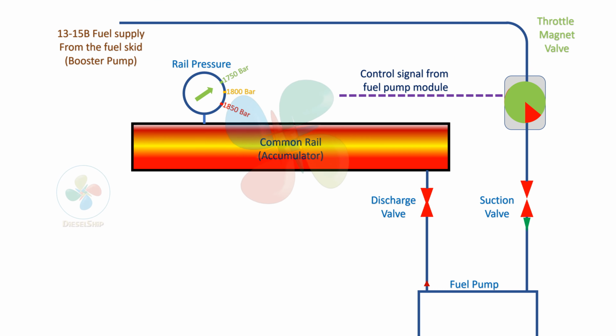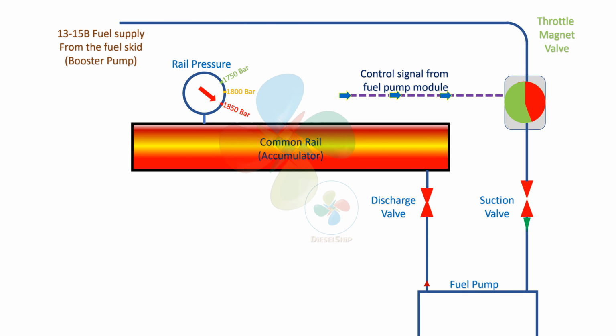Before we go into simulating the timing, one of the factors I wanted to show you is how the pressure variation is taken care of by the fuel pump, right? I've already explained, when I explained the throttle magnet valve, that it opens and closes by the control from the fuel pump module. Let's see it in simulation. Let me show you an increase of pressure. Let's say the load on the engine has reduced and the fuel pressure has increased, from 1750 to 1800 bar, and then it has moved to 1850 bar as well.